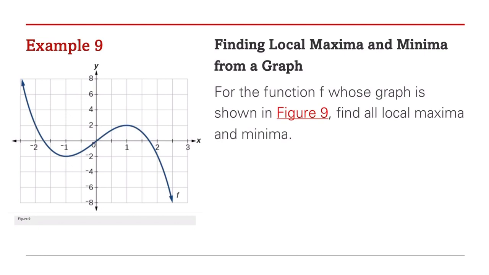So for the function f whose graph is shown in figure 9, find all the local maxima and minima. So the local max is going to be the peaks of your mountains. The local minimum are going to be the bottom of the valleys. So we have a local max when x is 1, with the corresponding local maximum value of 2 when x is 1, and then a local minimum value of -2 when x is -1. So again, the local max is going to be the peak, the top of the mountain, and the local minimum is going to be the bottom of the valley.